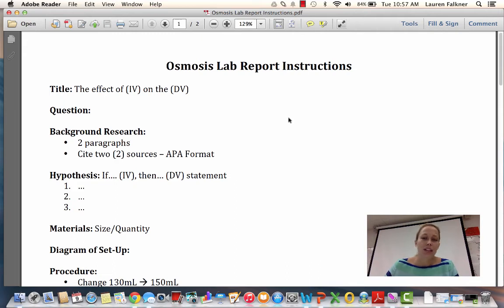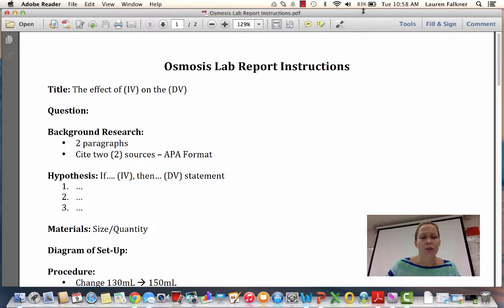I'm going to go over the instructions for writing your osmosis lab report. I would, on a separate sheet of paper, jot down some notes so that you have an idea of what to expect when writing your osmosis lab report. First and foremost, this is the format of your lab report, so this is what I'm looking for in terms of format.